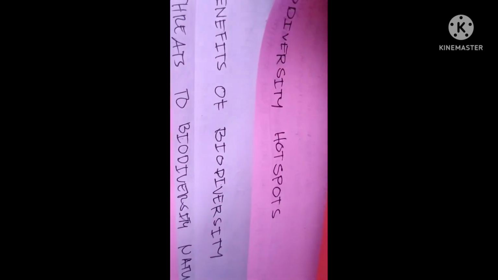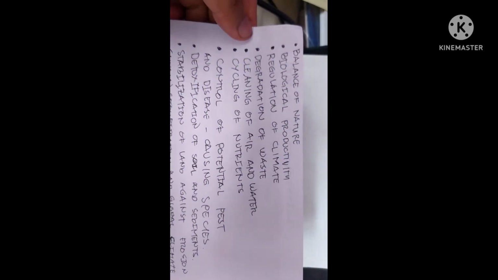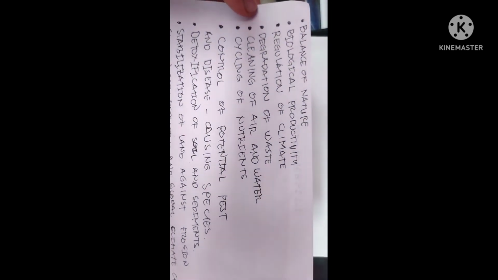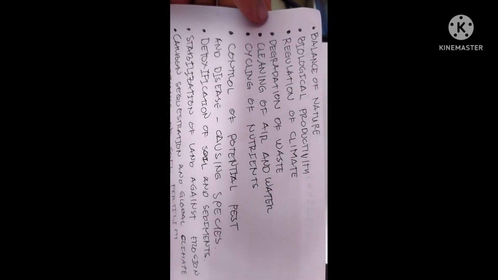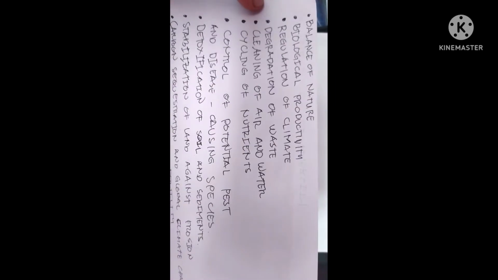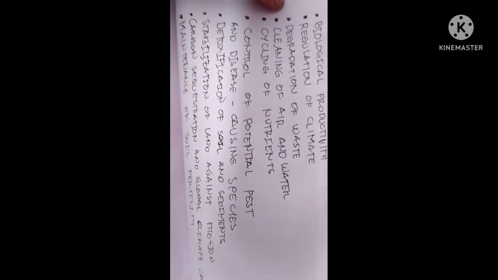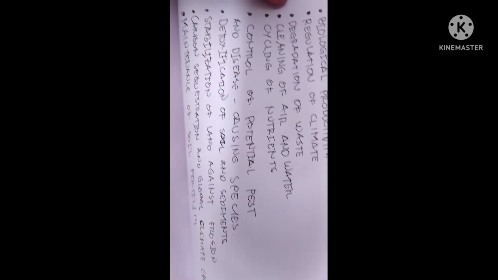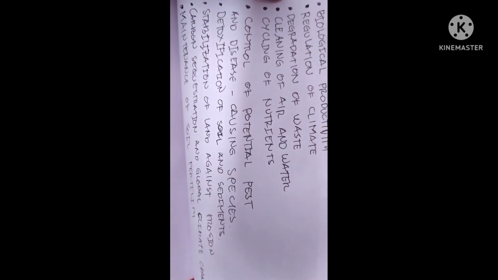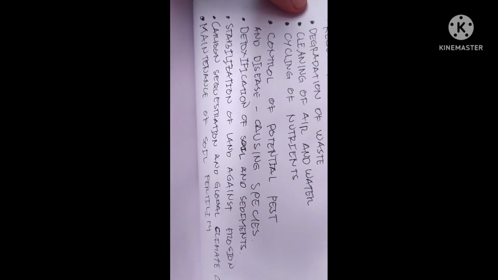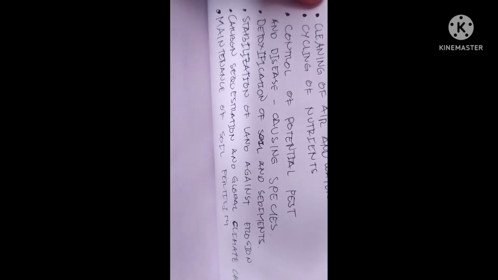Next, we have benefits of biodiversity. So these are the bullets. We have balanced nature, biological productivity, regulation of climate, degradation of waste, cleaning of air and water, cycling of nutrients, control of potential pests and disease-causing species, detoxification of soil and sediments, stabilization of the land against erosion, carbon sequestration and global climate change, maintenance of soil fertility.